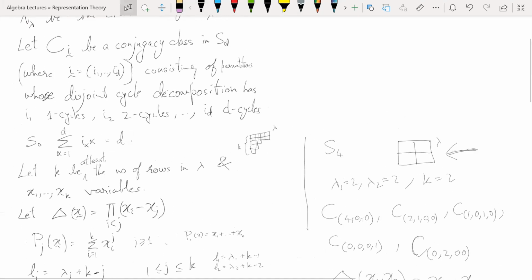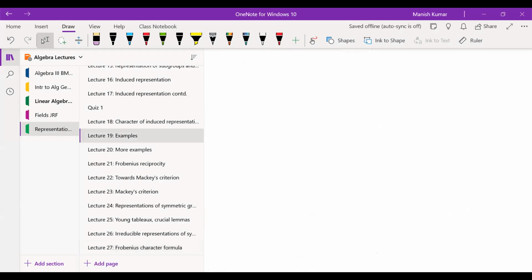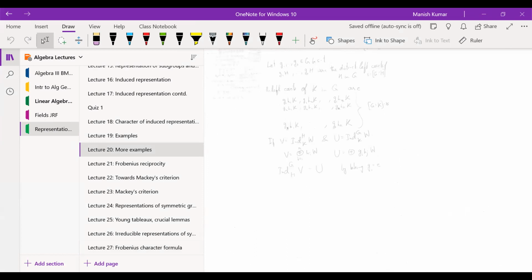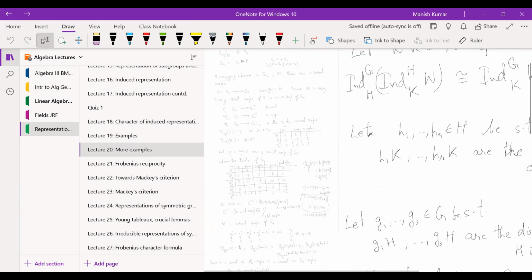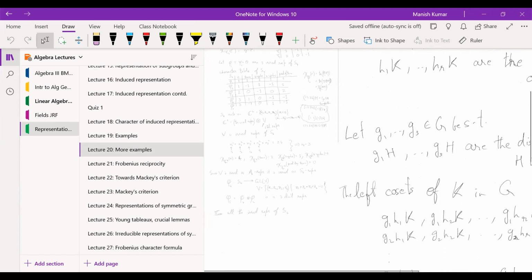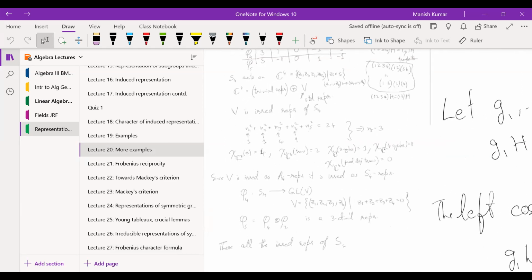So I think we did S4. I thought we did S4. Yeah, we did, but maybe I didn't tell you what was the remaining representation. So chi4 tensor chi2. What is chi4? I'm just trying to recollect here. Chi4 is the standard representation.